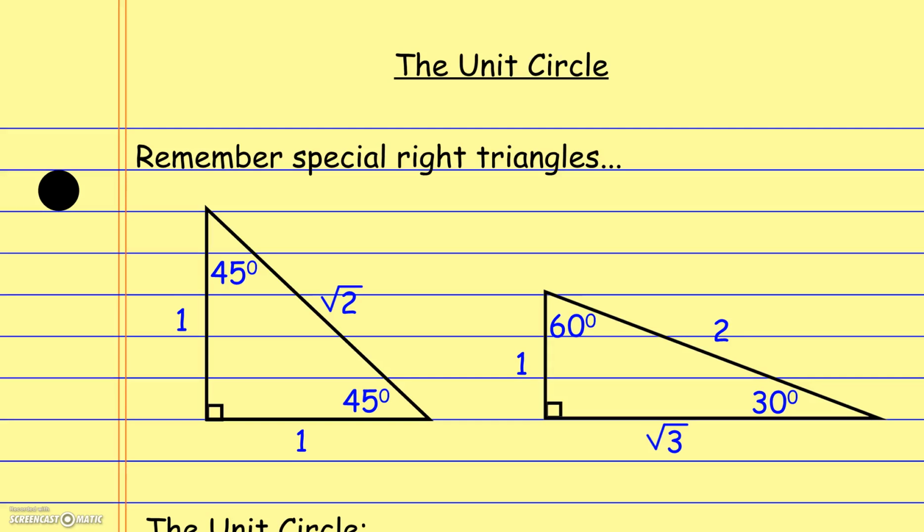In this lesson, we're going to be looking at the unit circle, and really we're going to be going through the process of constructing the unit circle.